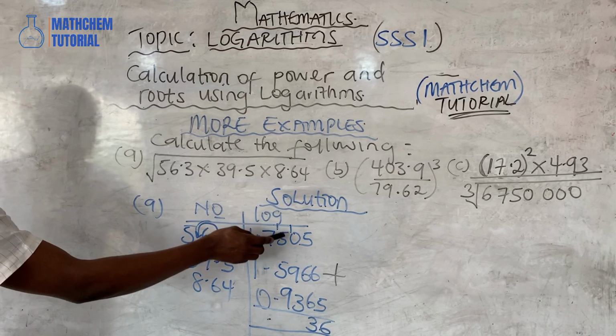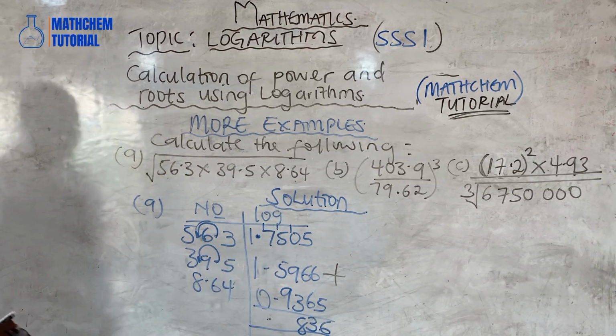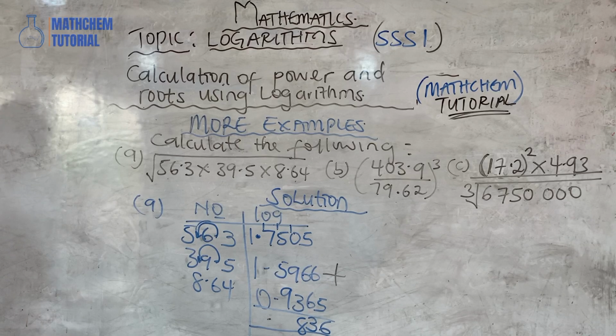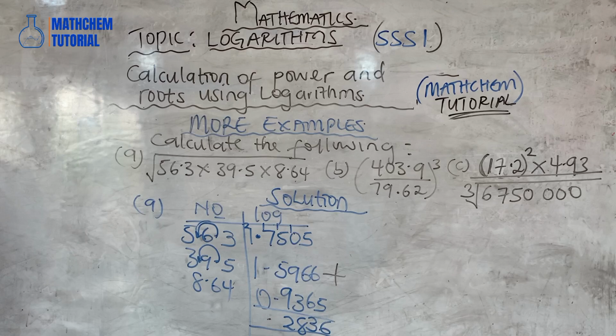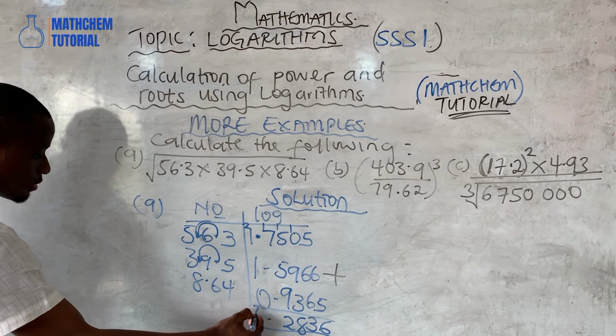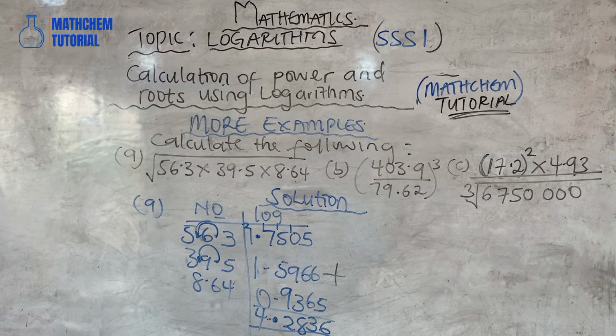Then we have 1 plus 5 plus 9 plus 3. 1 plus 5 is 6. 6 plus 9 is 15. 15 plus 3 is 18. So you write your 8 here, then you put your 1 here again. Then 1 plus 7 is 8. 8 plus 5 is 13. 13 plus 9 is going to be 22. So you write your 2 here and keep your 2 here. Then 2 plus 1 plus 1 is just 4. For addition, your decimal point will be at the same junction. So we have 4.2836 by summing them together.